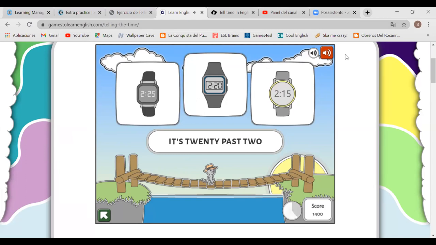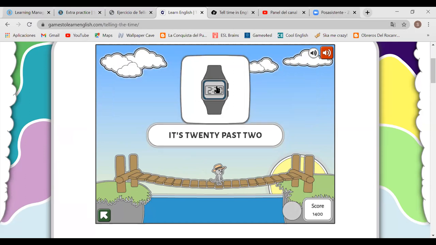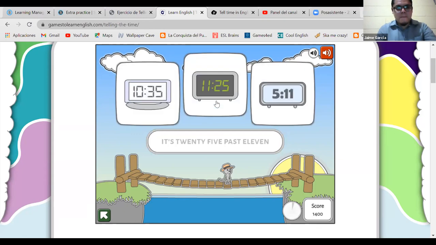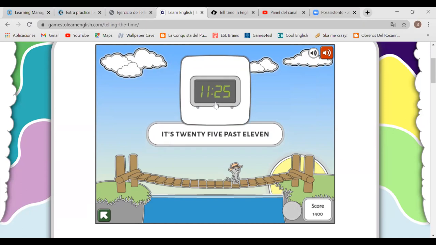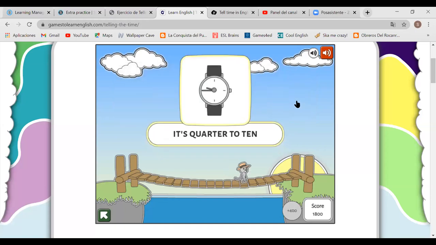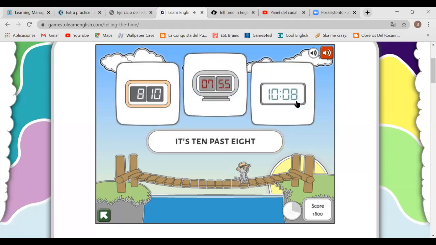Number one. It's 2:20. Number two. It's 4:22. Number two. Okay. I got it. It's 11:25. Number two. It's 10:15. Number three. It's 8:10.